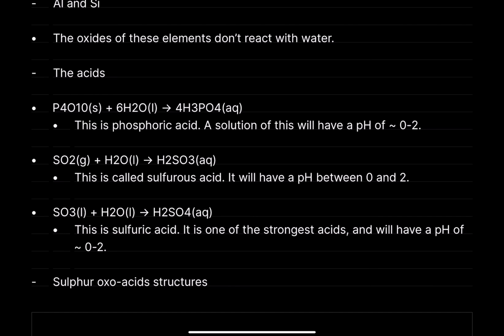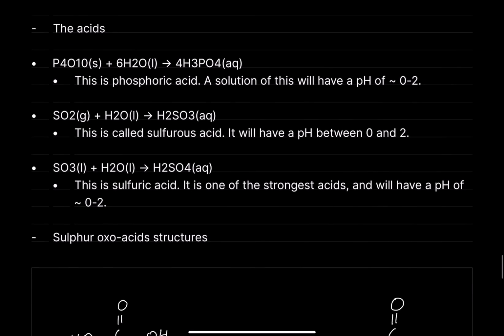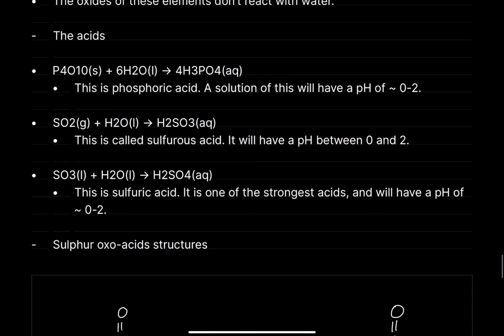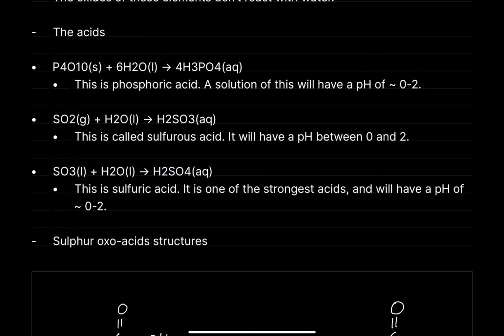Some of these you can already see directly. SO2 plus H2O goes to form H2SO3, and this is called sulfurous acid, which has a pH between 0 and 2. And SO3 plus water goes and forms H2SO4, and this is sulfuric acid, which is one of the strongest acids. I wouldn't say as strong as H3PO4 though. H3PO4 is a strong acid that's triprotic, so I assume that's more acidic.